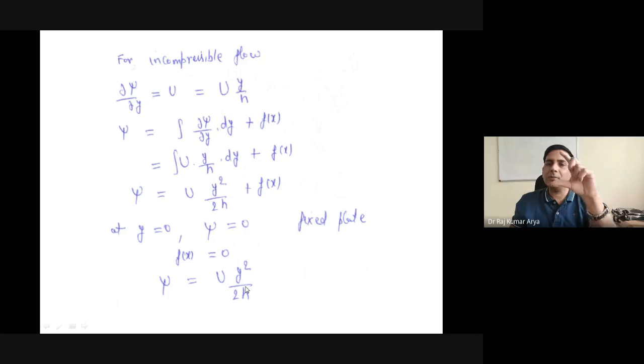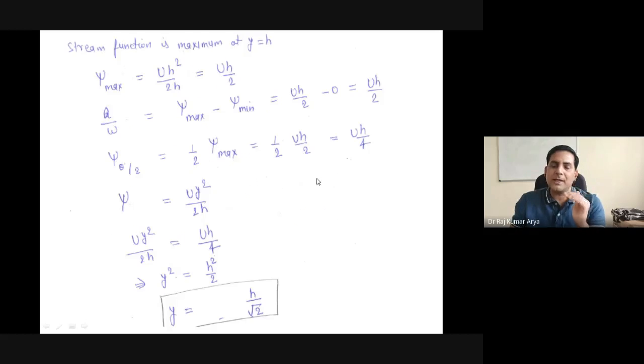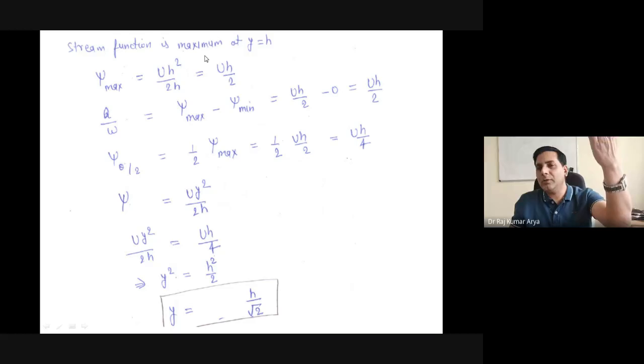So flow rate between streamline 2 and 3 would be your psi 3 minus psi 2. That would be the flow rate between them. Flow rate between psi 1 and psi 2 would be psi 2 minus psi 1, correct? So if you do it that way, the stream function is maximum at y equal to h, which means you are at the top surface. So psi max would be u h by 2.